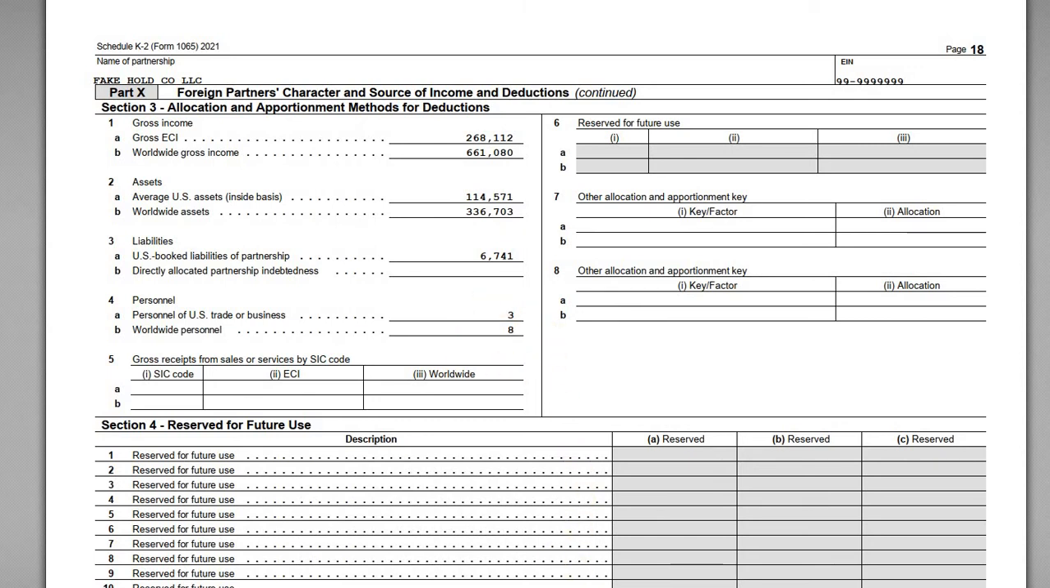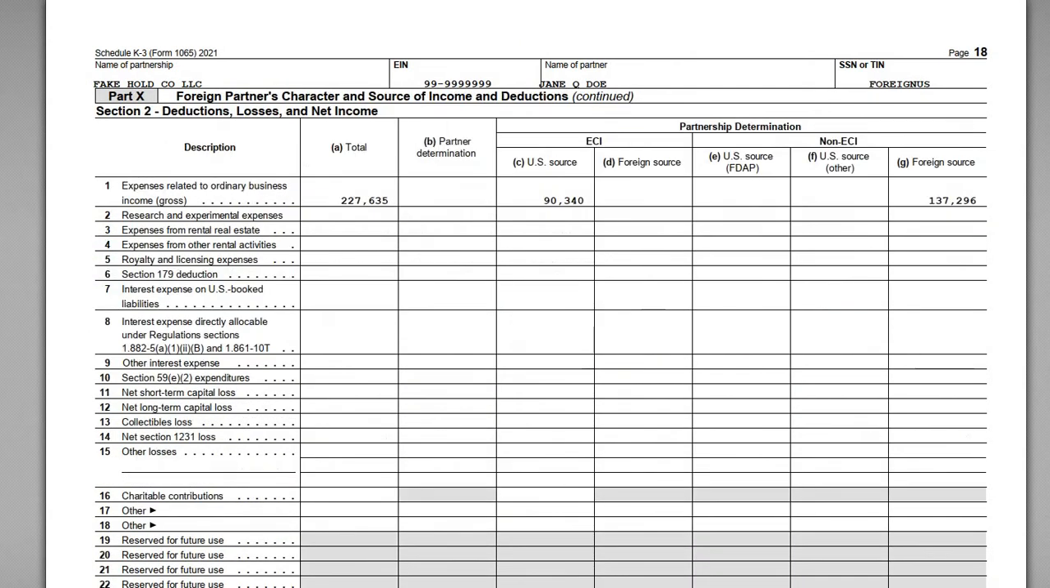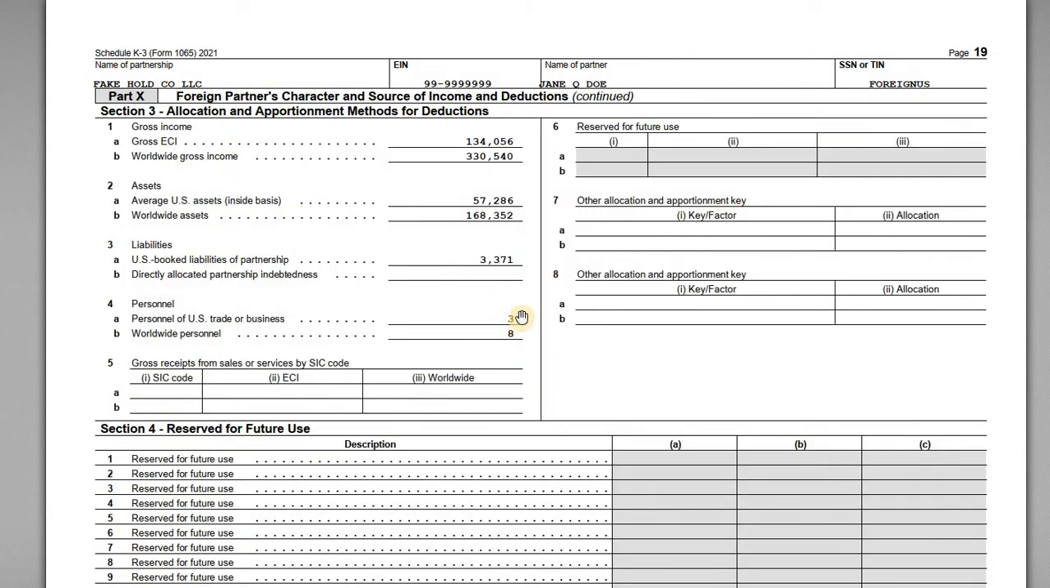Those numbers stay the same on the K-3. So in other words, we don't take 50% of the personnel and report it here. You get the totals here across the board, but we do take a 50% allocation of what was reported on K-2 because Jane is a 50% owner in the business, okay?